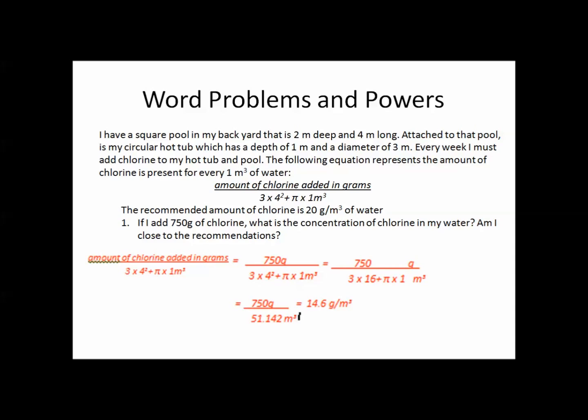So we calculate that all out. 3 times 16 is 48 plus pi gives us 51.142, times 1 gives us 51.142 meters cubed. And on the top, we still have 750 grams. Do our division now, and we get 14.6 grams per meter cubed.